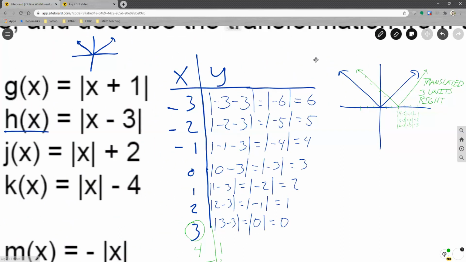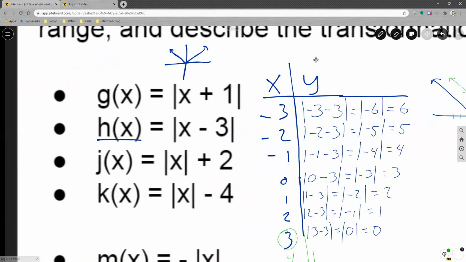So that's interesting. On these first two, when I have addition or subtraction happening inside the absolute value, it's translate, and it's horizontal.